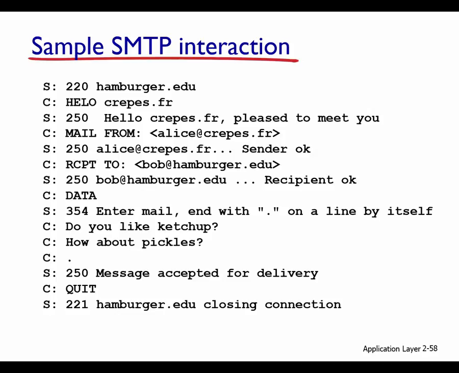Then the server says, "Okay, when you send your data, you're going to end it with a dot on a line by itself, and then I'll know that your message is done." So the client receives that OK message, and it sends its data, putting a dot on a line by itself to indicate that the message is complete. And the server lets the client know that the message is in its queue. Then the client can quit, and then the server responds that it's closing the connection.